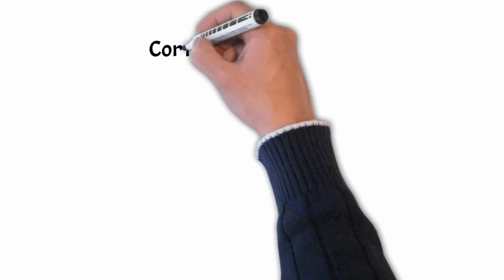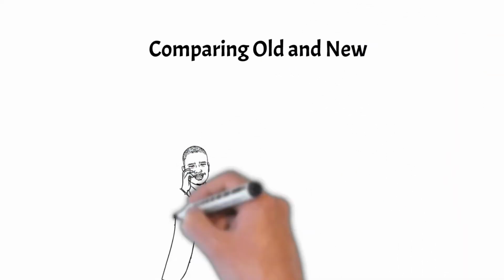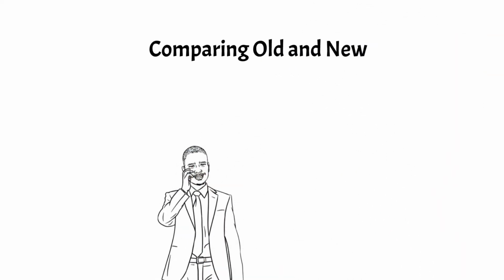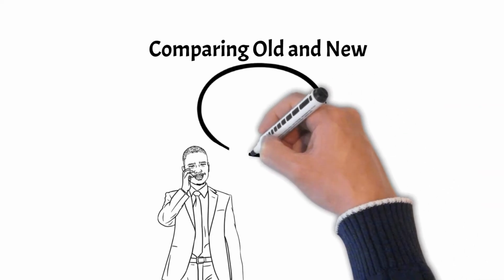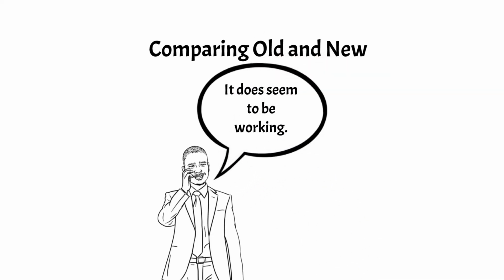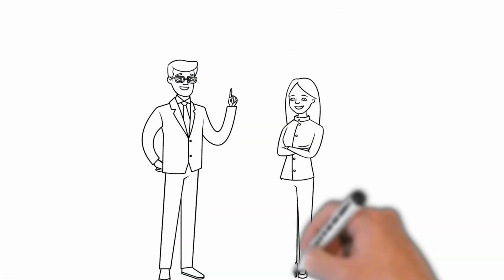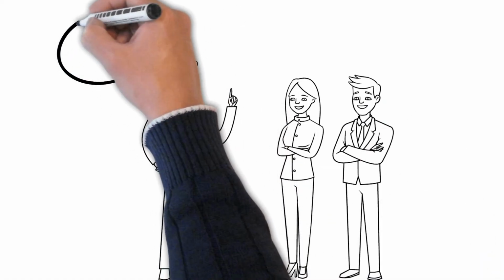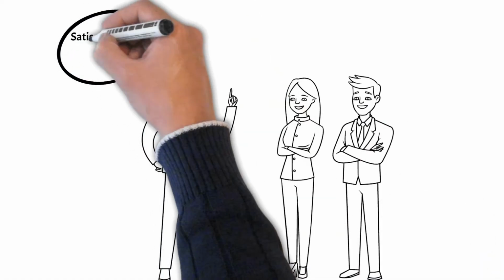Data is also critical for comparing old and new ways. It avoids ambiguous comparisons, such as, the improvement does seem to be working, or the fulfillment process is a bit faster. Indeed, when data is used, we can be more explicit. Satisfaction has increased from 72 to 81.